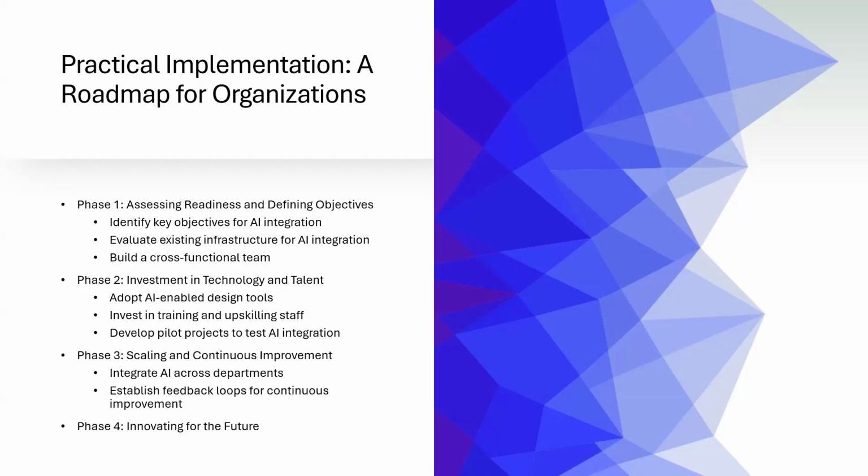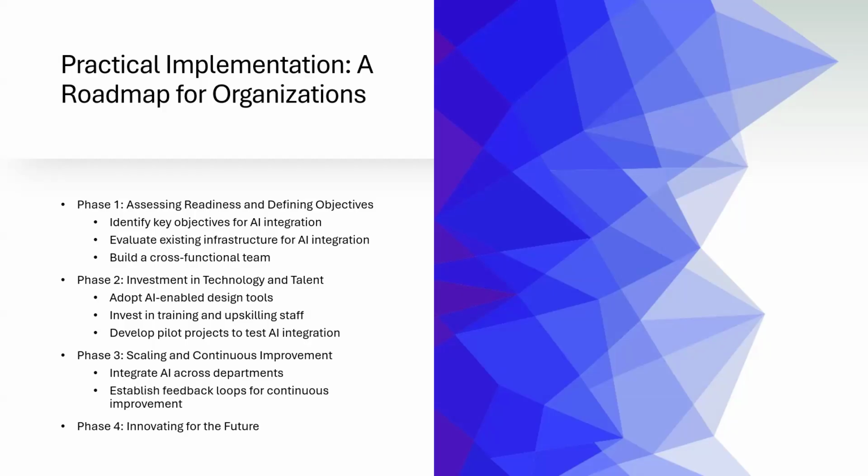Then phase 2, of course, you need money, right? Definitely. So you need to come up with the investment budget. The investment budget will go to adopting AI-enabled design tools, investing in training and upskilling your staff, and developing a pilot project. Don't jump all into the project, right? Do a pilot project, test, see the result, and talk to the management. Then once it's successful, you can scale. Now you integrate AI into different departments, and you establish feedback so that you can have continuous improvement. Of course, number 4 is you keep on innovating with the AI capability in your company for the future.